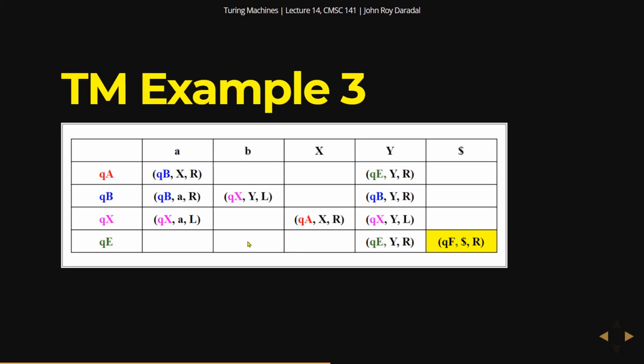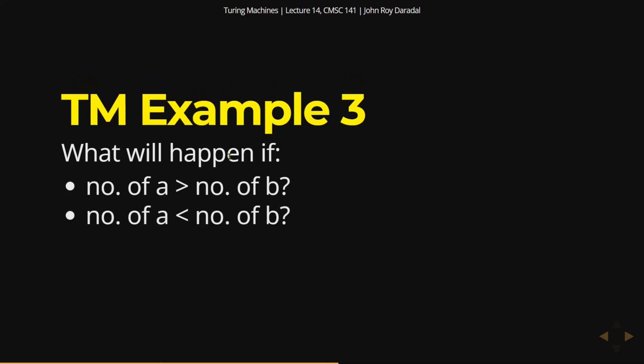So once you see a B, that means you stop, because there is an unmarked B that was not paired off with an A. Because if it was paired, it should have been marked as Y. Okay? But if it remained as B, then it was not paired off. So it will also stop.